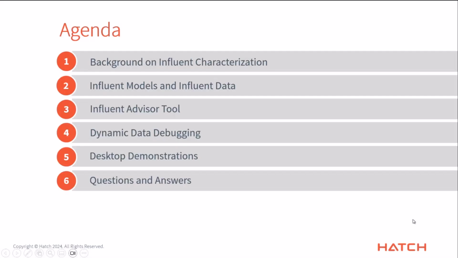So to get things started, my plan for today is to talk a little bit about Influent characterization, what I mean by that, why it's important, what the steps are that you have to go through. I'll talk a little bit about the models that we have in GPSX and how they are set up so that they can help you do the best and most efficient job of characterizing your Influent, and a little bit about the data that you might collect and the data that you might have and some of the issues with that data that you typically encounter.